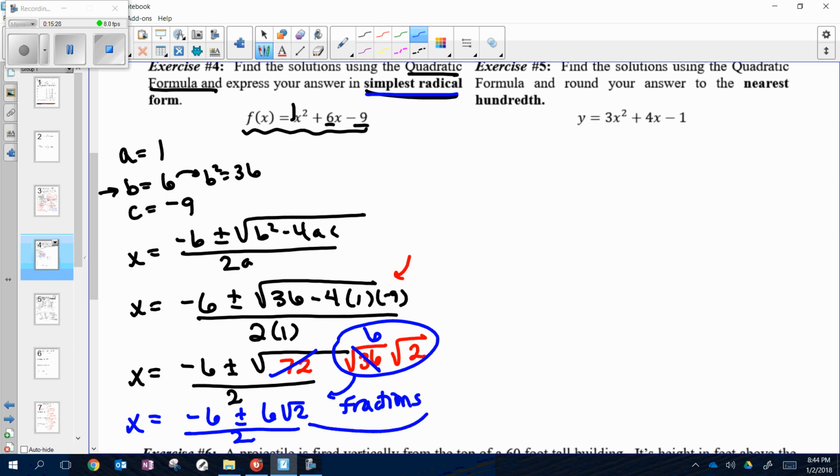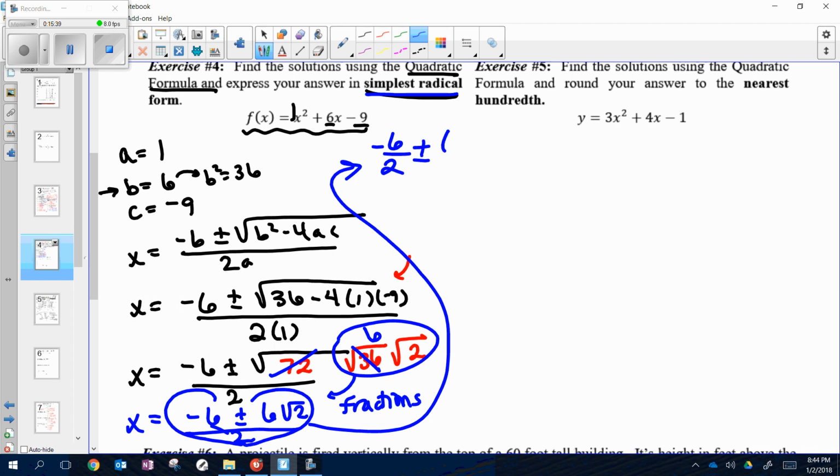I'm going to take this up to here so I have more space. Negative 6 divides by the 2 on the denominator. I'm loving the problem right now. Plus or minus is in the middle. 6 rad 2 over 2.